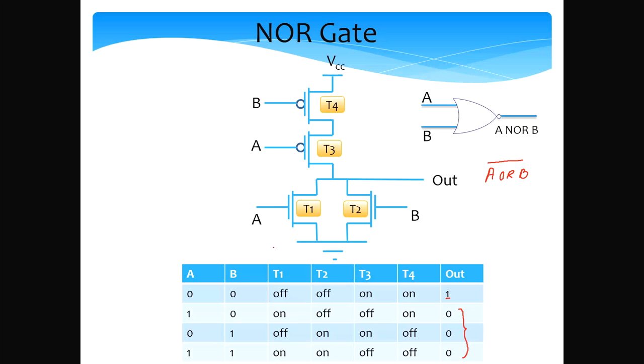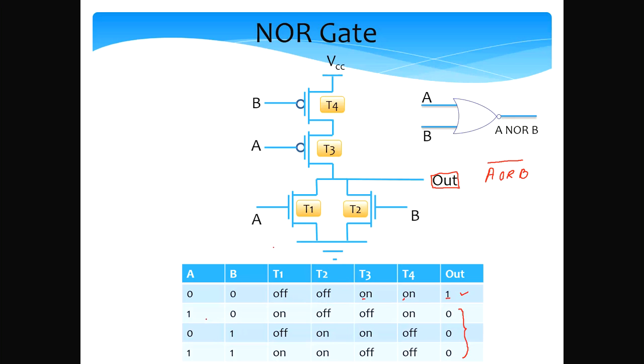So let us first consider the simple case where A is 0 and B is 0. So in this case, both the NMOS transistors T1 and T2 are off, and both the PMOS transistors T3 and T4 are on. This basically means that T3 and T4 form a conducting path. So the voltage at the output terminal will be the same as VCC, the supply voltage, because T3 and T4 are conducting. So hence that will be a logical 1.